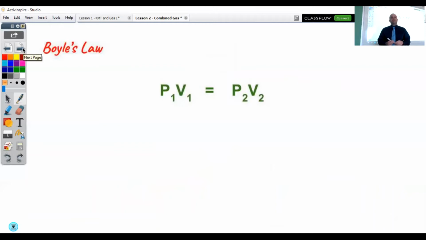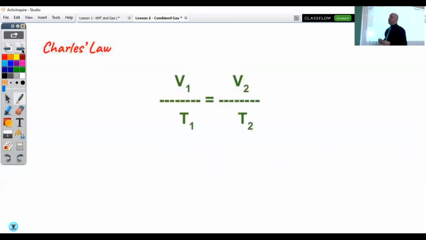If we take a look at our first gas law, you'll remember that this is called Boyle's law, which looked at the relationship between pressure and volume. Our second gas law was called Charles's law, and Charles's law looked at the relationship between volume and temperature. And unlike Boyle's law, Charles's law was a direct relationship, meaning as temperature increased, volume also increased. Remember, with Boyle's law, as we increased one of the variables, let's say pressure, volume decreased. So that was known as an inverse relationship.